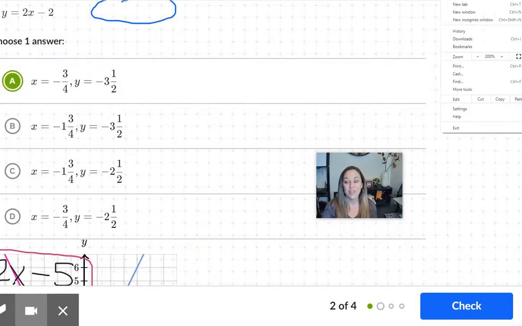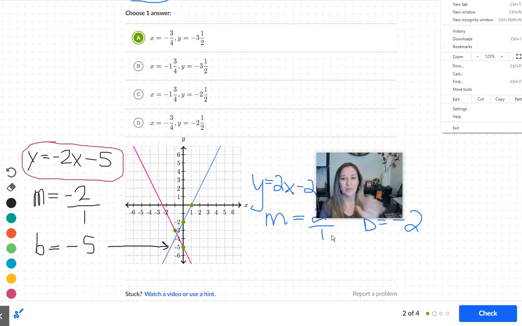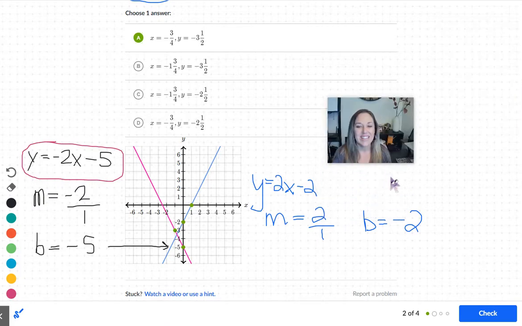Okay, so those ones are a little tricky because they're fractions, but fractions are our friends. So if you get stuck, just watch a video or use a hint, and I promise practice makes perfect. Just don't give up, and you will get this eventually. Okay, so go ahead and click the link and practice yourself.